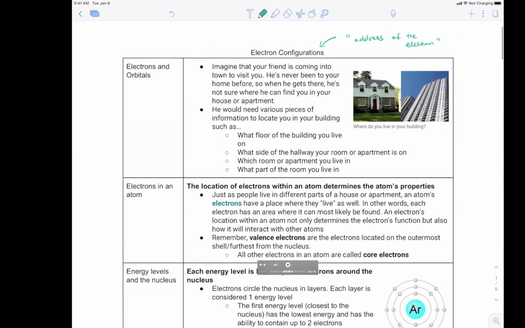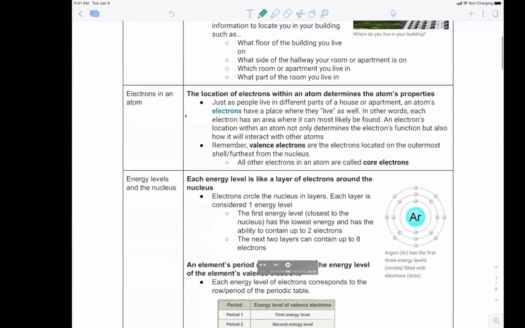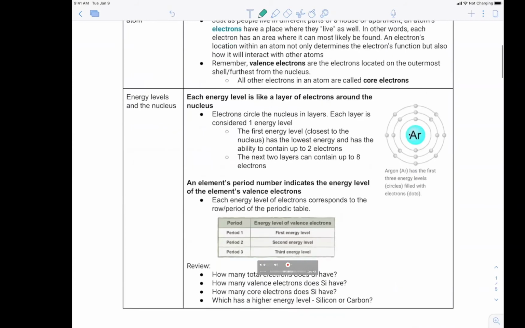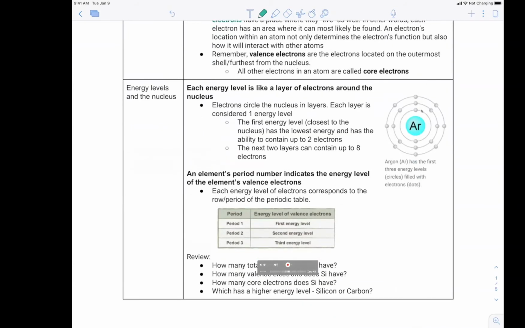And in the same way, electrons have a bunch of different information that you can use to locate where they are. We went over this in the beginning, so this part should be review. There are valence electrons, which are on the outermost shell, right? And then your core electrons are all the other electrons before the valence electron shell. And even in the core electron layers, you can be in energy level 1, which is closest to the nucleus, or energy level 2, etc. So there's a bunch of different information that you can use to figure out where the electron is.